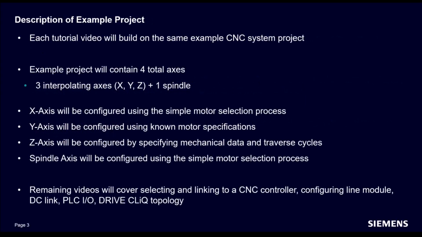The example system that will be the basis of each tutorial video will contain 3 interpolating axes, one for X, one for Y, and one for Z, and one spindle. The X-axis will be configured using the simple motor selection process, which requires the motor article number to be known. The Y-axis will be configured using known motor specifications. The Z-axis will be configured by inputting mechanical data and specifying traverse cycles. And finally, the spindle axis will be configured by also using the simple motor selection process.